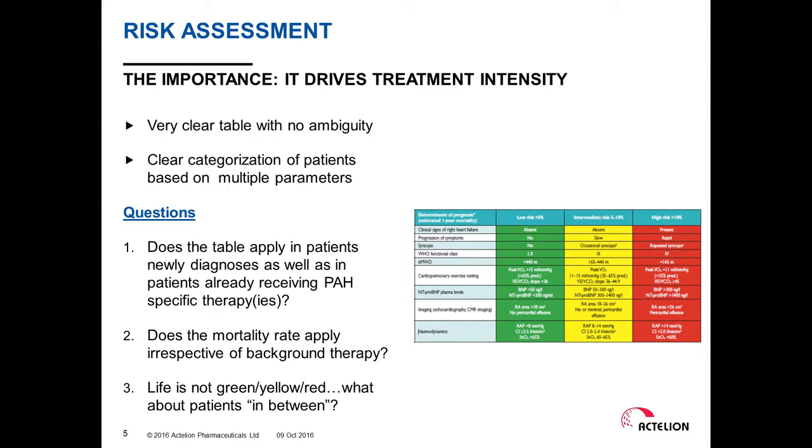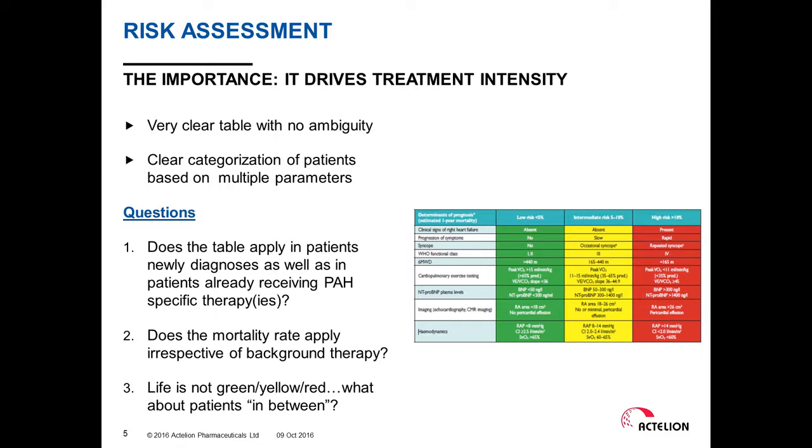But we, as a company, also have some questions. The first is: is the table applicable to all patients? Meaning, is a patient that is newly diagnosed and in the green zone similar to a patient that is on triple combination therapy and in the green zone? Can we treat these 2 patients the same? Or if you have a patient in the yellow zone on 1 drug or on 2 drugs, how should we differentiate? And the third question, which is also very important: we know that life is not black and white, and not green, yellow, or red. What about the patient in between?